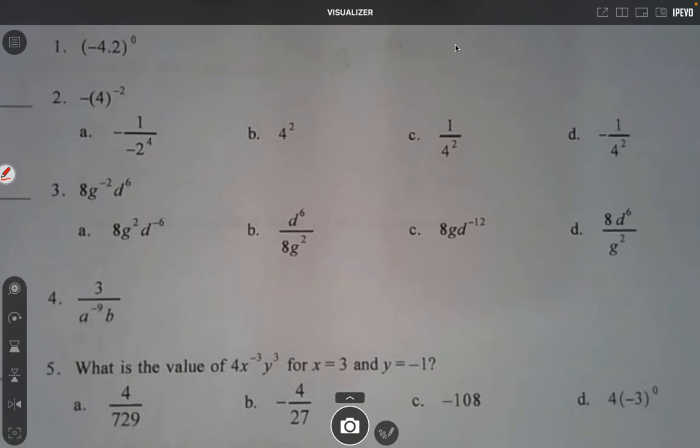Number 3, you only have one thing to move. Which one is the one you have to move? The G to the negative 2. So you have 8 D to the 6th over G squared. And that one is D. Okay, number 4, there's only one thing to move. Which one is it? The A. So I'm going to leave my 3, put my A to the 9th up here, and my B down there. I'll just leave it. Everybody's good with that one? Yeah?